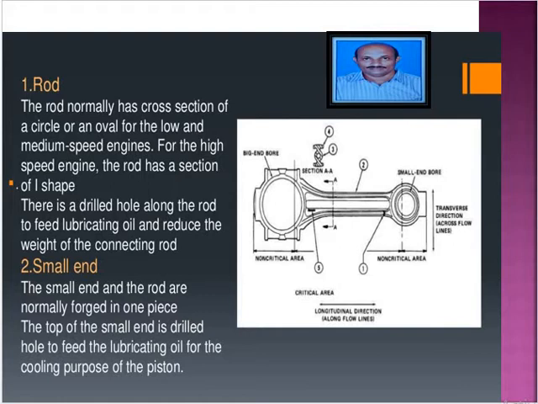The small end of the connecting rod is usually made of an I shape. I am showing that very clearly: the small end is provided with a bush of phosphor bronze. It is connected to the piston by means of the piston pin or gudgeon pin. We saw that in an earlier class.